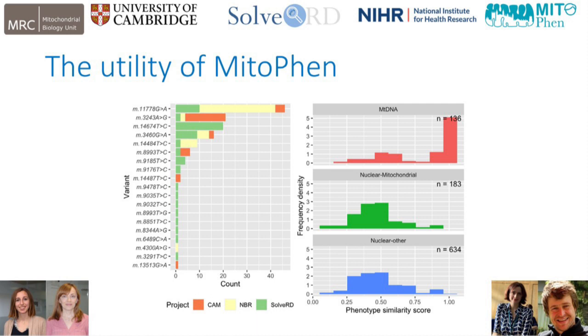But what I can say is that the phenotype similarity for the mitochondrial DNA, the red chart at the top there, is a higher phenotype similarity to the database when you're just purely looking at the phenotypes that are described by the clinicians for the patients.